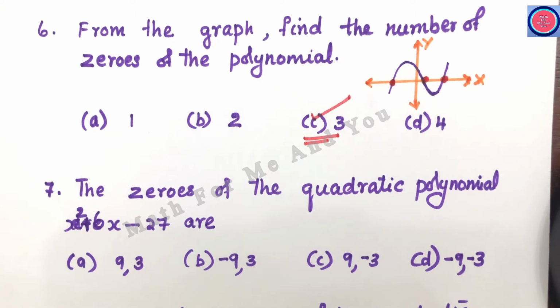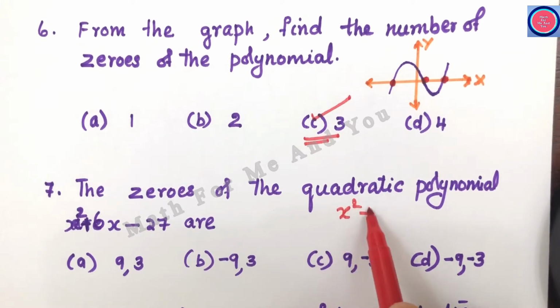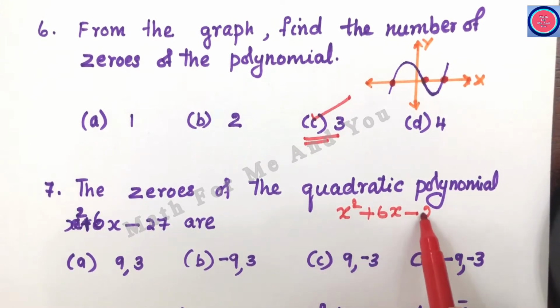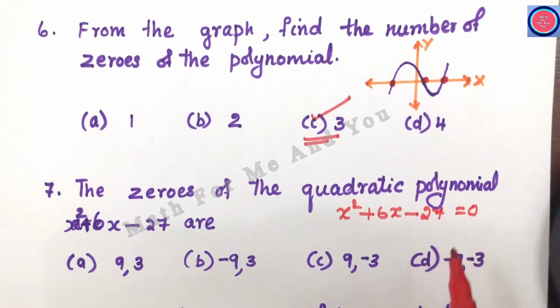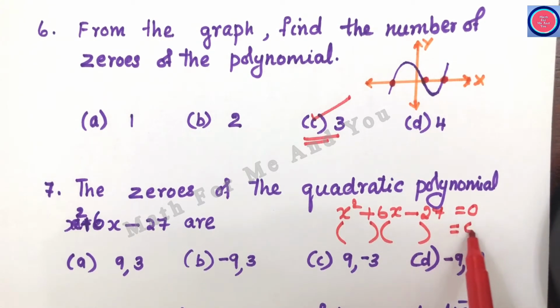Question 7. The zeros of the quadratic polynomial x square plus 6x minus 27 are? That means we have to find the values of x at which the given polynomial x square plus 6x minus 27 equals 0. To get the zeros, we have to factorize this quadratic equation. But how can we factorize a quadratic equation quickly?